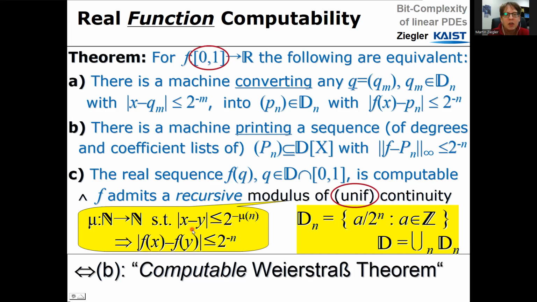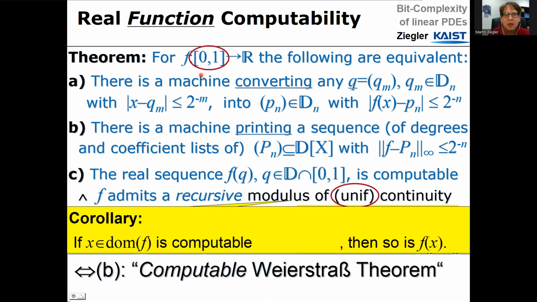It only depends on the distance between x and y, but not on x itself. So uniform continuity, that's why we restrict to compact domains. And some consequence of this theorem of equivalence, which I'm not going to prove, is that whenever the argument x is computable and the function is computable, then also the value is computable. So computable functions map computable arguments to computable values.